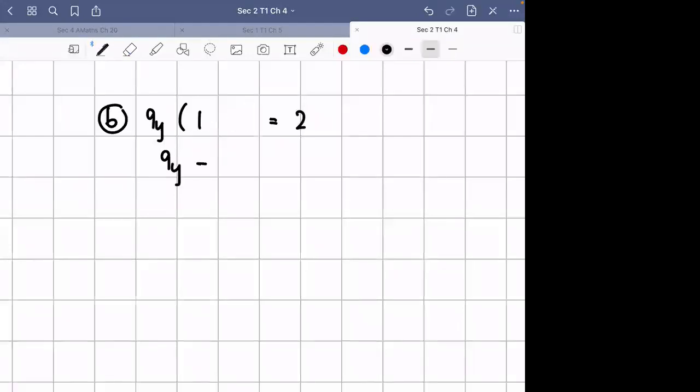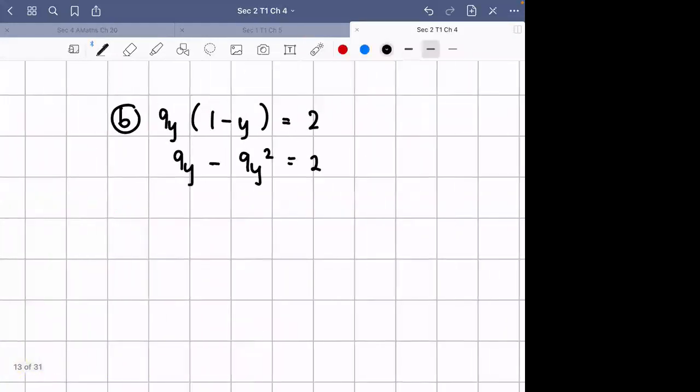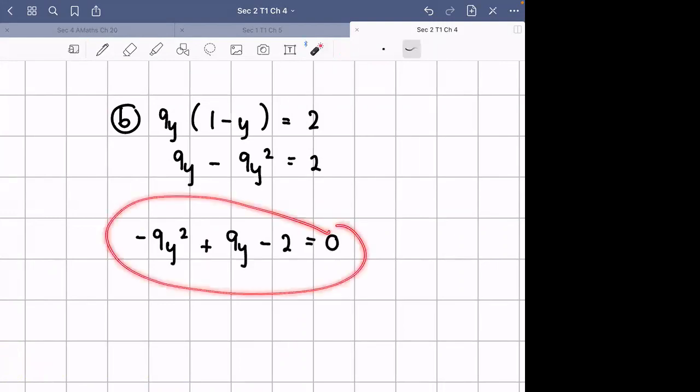So this is y. Okay, so this is now 9y squared, right? Equals 2. Now, you should rearrange this so it should look like the standard form, like this. You have the square in front, and then you have x in the middle, and then you have the constant at the end. So you got negative 9y squared plus 9y minus 2 equals 0. So this is now the standard form. I just rearranged them to make it in standard form.